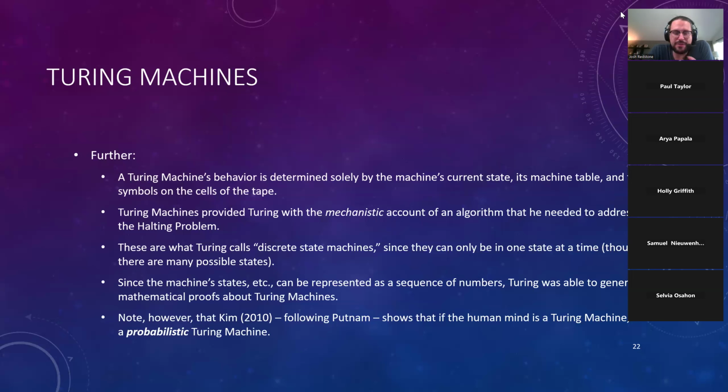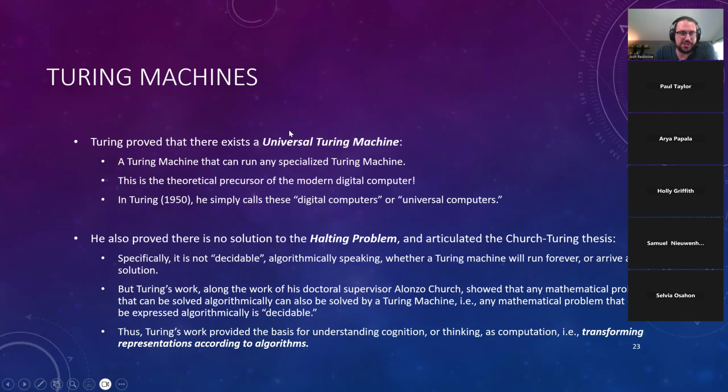One of the things that Turing showed was that there actually is no solution to the halting problem. He also proved that there exists a universal Turing machine. The examples in Kim's chapter are particularly helpful here, and they can be a little bit daunting when you look at them. You look at the machine table and you look at the strings of symbols on the tape, and you're kind of like, what the, what, right?